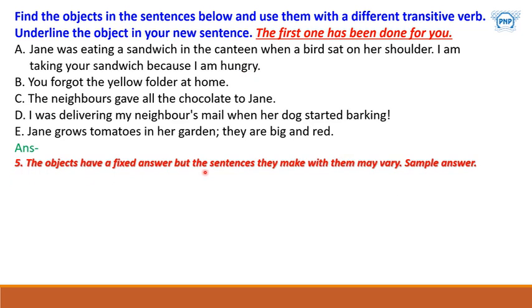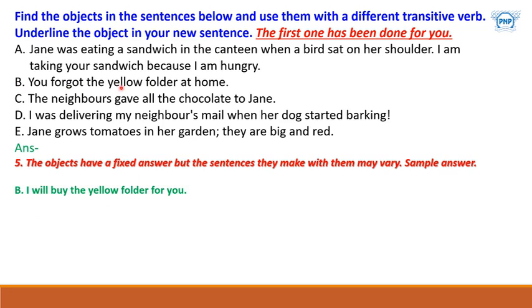The objects have a fixed answer, but the sentences they make with them may vary. Sample answer. Okay, you may write a different answer and that answer is also going to be correct. It's all about whether you are using the correct objects or not. Okay, so let's check the answer. So do not worry, no need to cross check with my answers. Okay, your answer might be different.